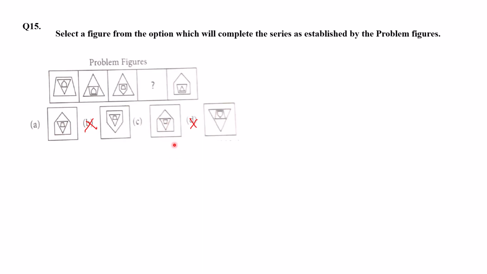Now see the inner figure. Inner figure here you see it is same, isn't it? There is no change in the third figure which is inside. So here also the inside figure which is trapezium, that will remain as it is. So if you see the longer side is at the bottom, here also longer side is at the bottom, but here longer side is on the top. So C is not the correct option. A will be the correct option.